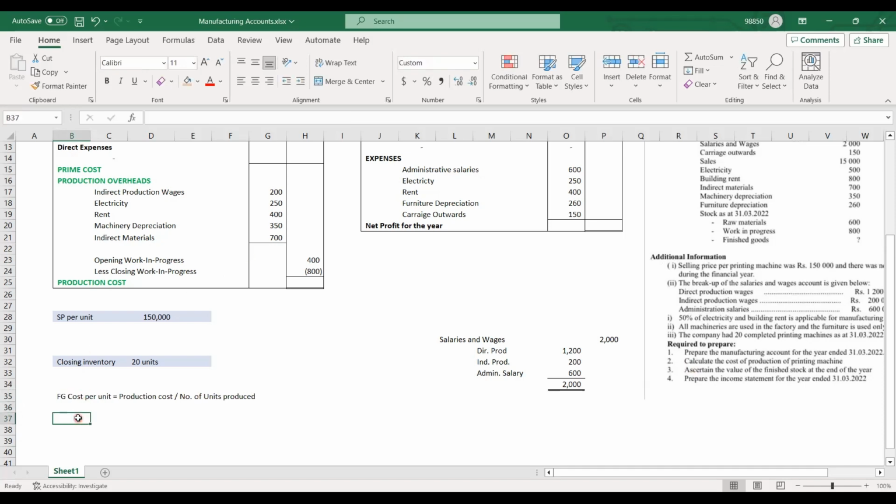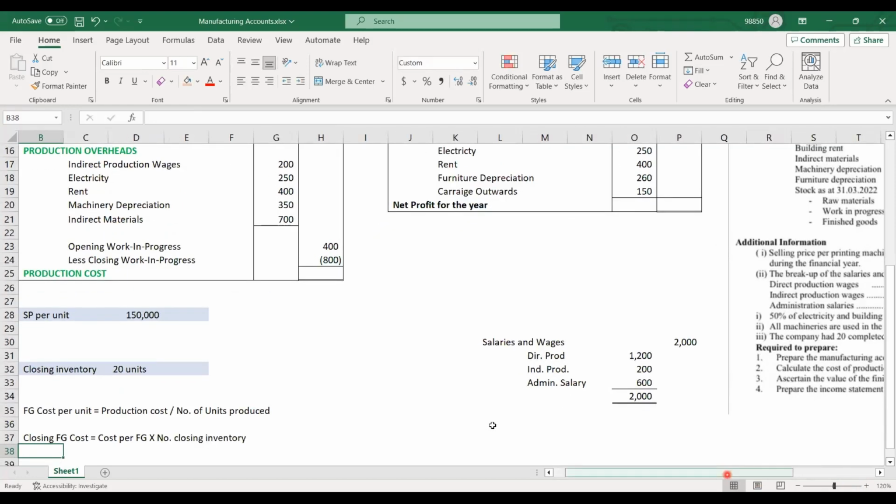And then they're asking us to find out the closing finished good cost. So you know the finished good cost is the cost per finished good multiplied by the number of closing inventory. Let me zoom this in, otherwise it's quite difficult for you to see, I think.